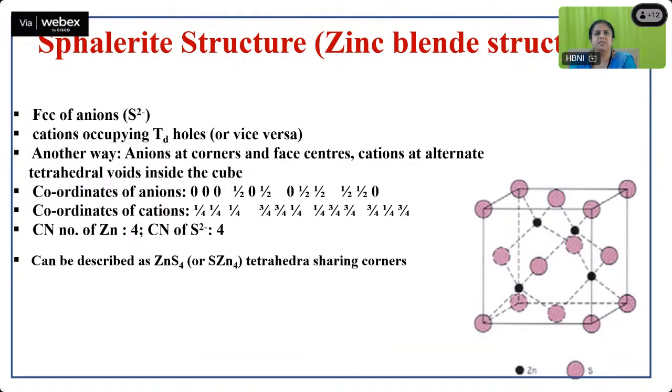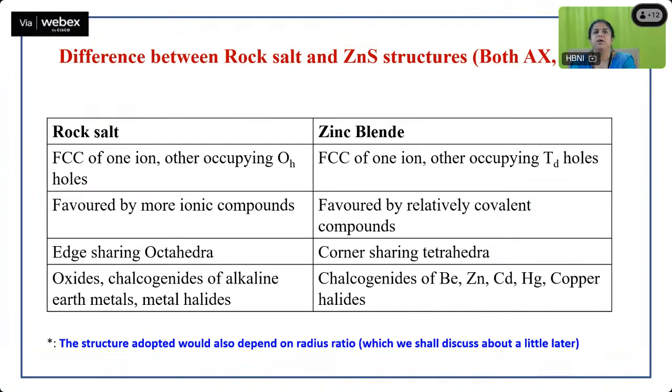Now you ask me, NaCl also has 1:1, zinc sulfide also has 1:1. Then why did you tell us that there they will occupy octahedral holes and here they will occupy only alternate tetrahedral holes? Why should it be like that? What decides whether an AB compound having the stoichiometry 1:1 will go to rock salt or it will go to zinc blend?